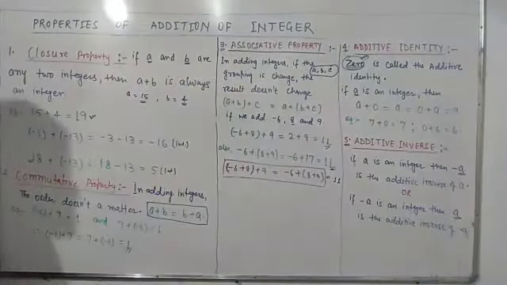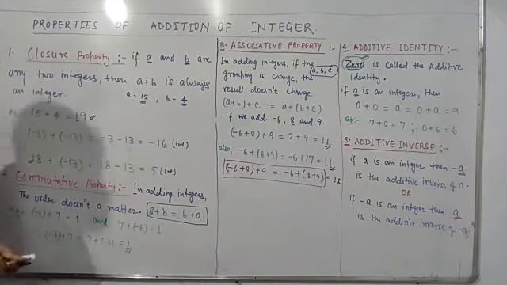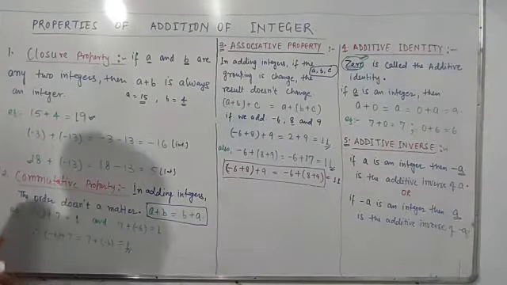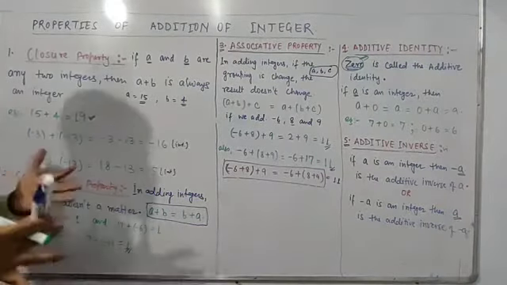First one is closure of integers. According to closure, if A and B are integers, then A plus B is also an integer. Second one is the commutative property. If we change the order of the numbers, it always gives the same result. Like 5 plus 4, 9. 4 plus 5, 9. Third one is the associative property.